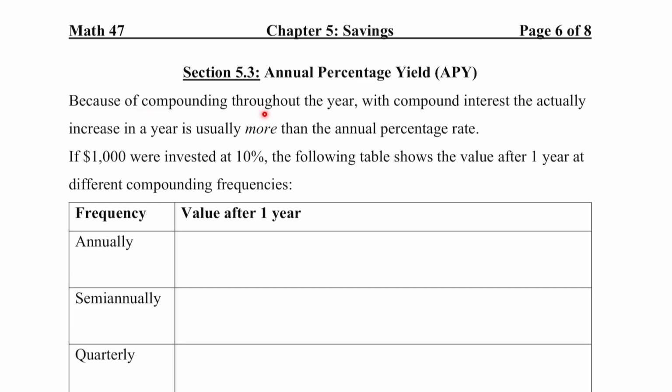Because of compounding throughout the year, with compounded interest, the actual increase in a year is usually more than the annual percentage rate. So for example, if $1,000 were invested at 10%, the following table shows the value after 1 year at different compounding frequencies. So this 10% here is the APR, the annual percentage rate.